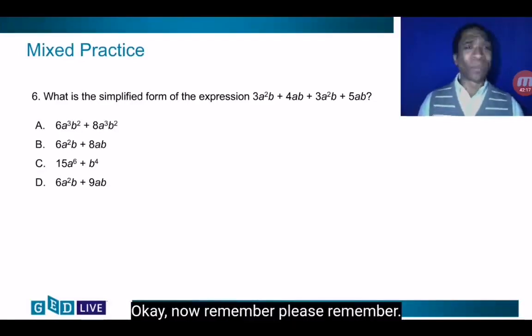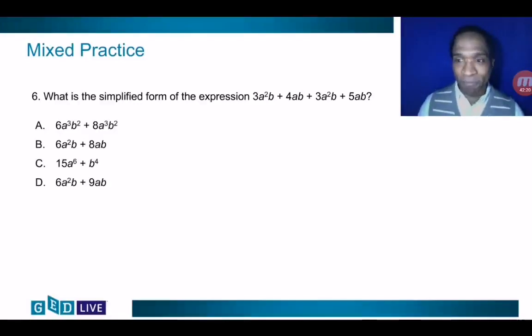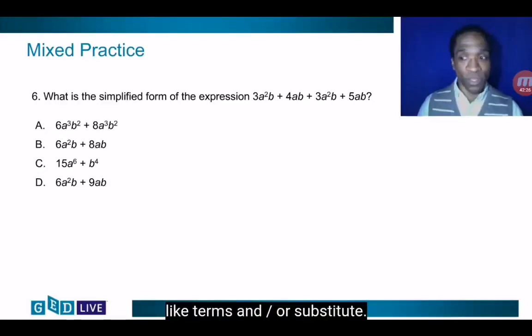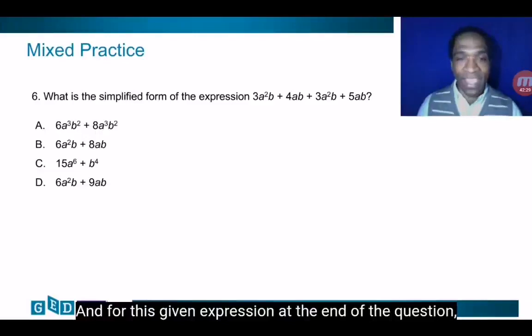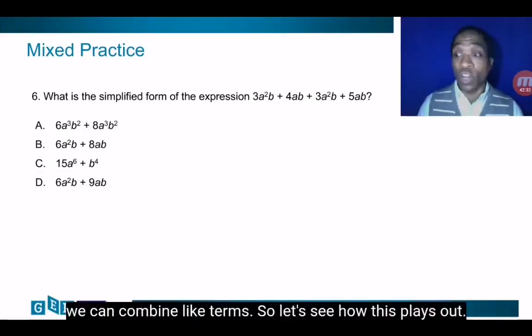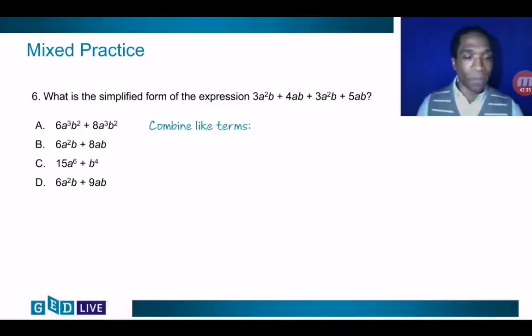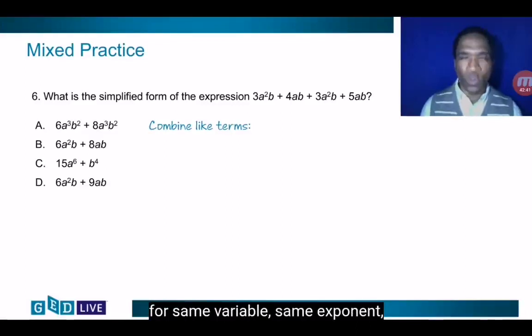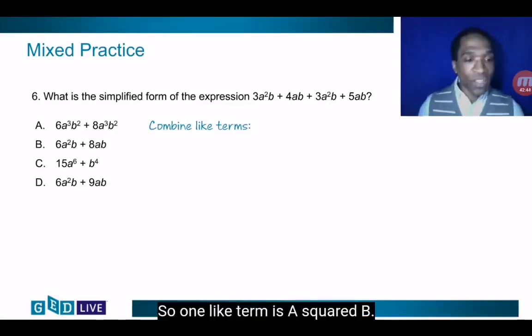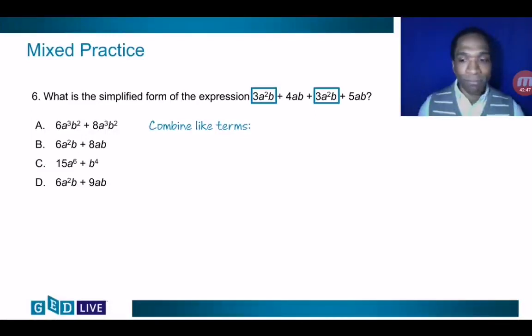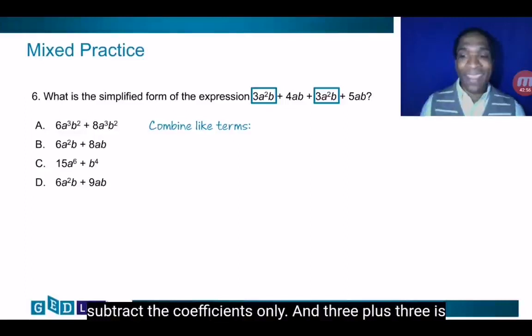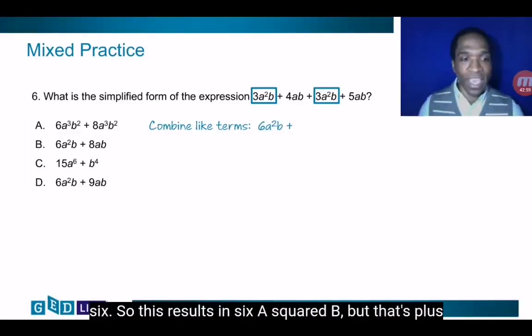Okay, now remember, please remember, to simplify an expression, check for opportunities to cancel, combine like terms, and or substitute. And for this given expression at the end of the question, we can combine like terms. So let's see how this plays out. So combining like terms. Now, one like term, remember we're looking for same variable, same exponent. So one like term is a squared b. Now, remember we keep the variables with the exponents. We add or subtract the coefficients only. And 3 plus 3 is 6, so this results in 6a squared b.